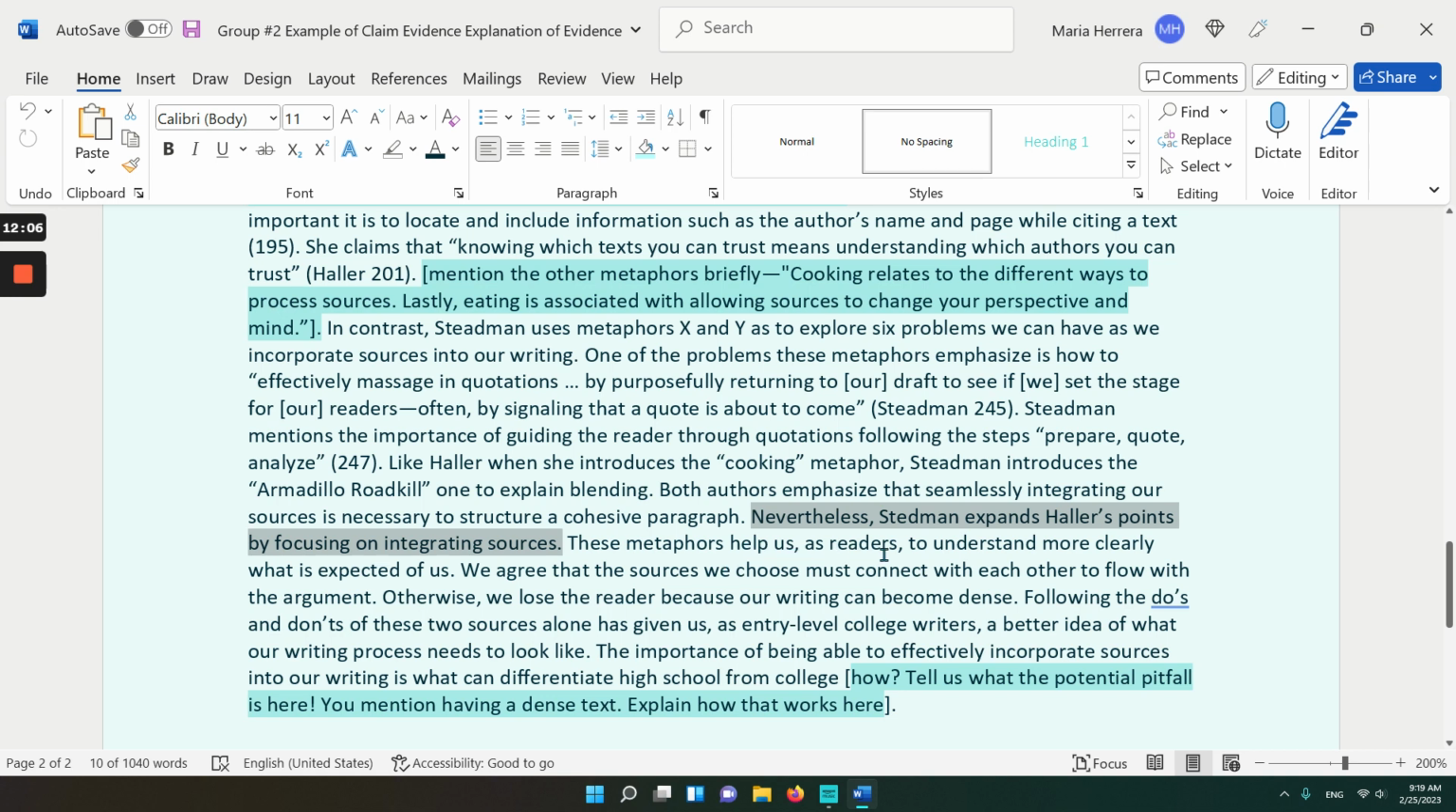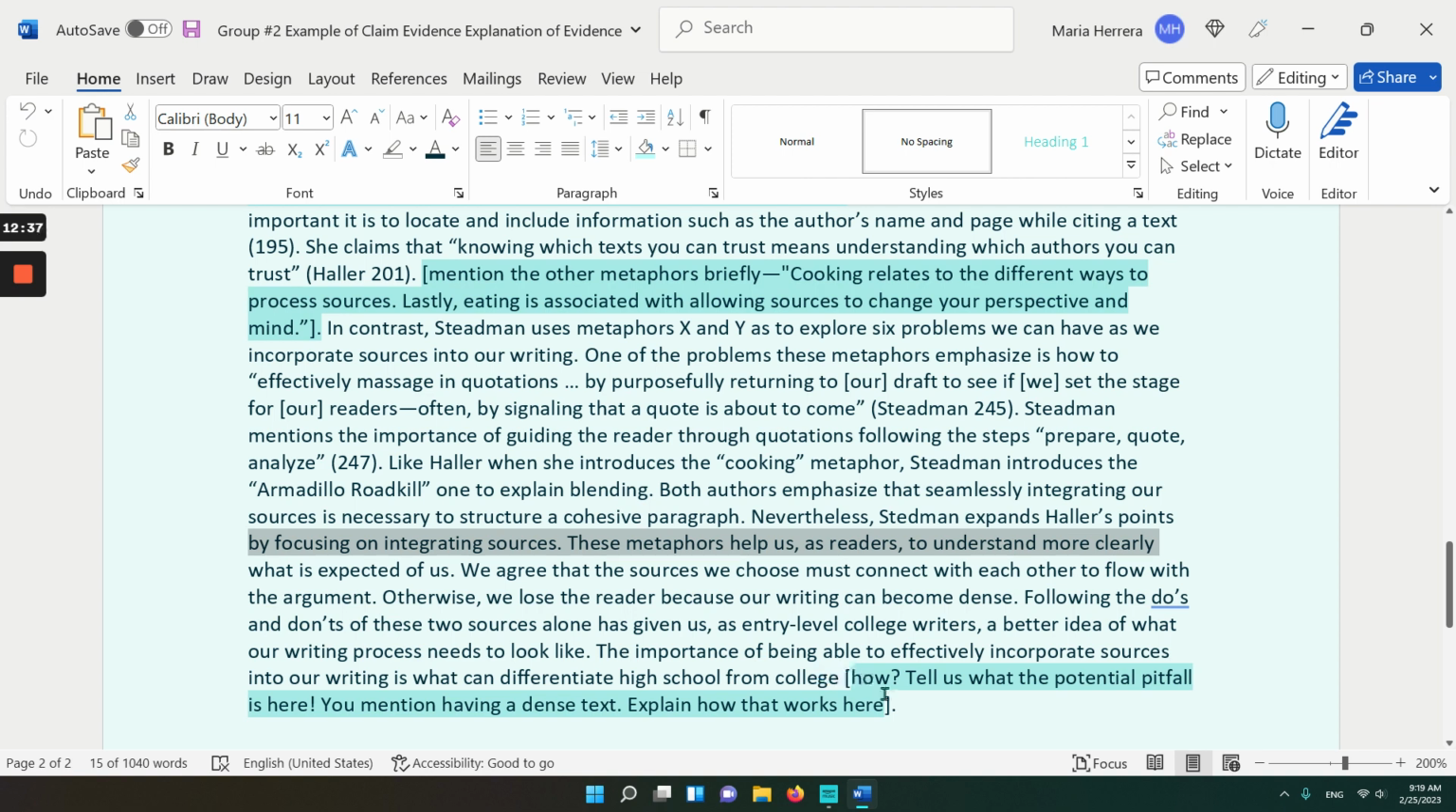These metaphors help us as readers to understand more clearly what is expected of us. That's when we basically go into the implications of what we are talking about. We agree that the sources we choose must connect with each other to flow with the argument. Otherwise, we lose the reader because our writing can become dense. Following the do's and don'ts of these two sources alone has given us, as entry-level college writers, a better idea of what our writing process needs to look like.